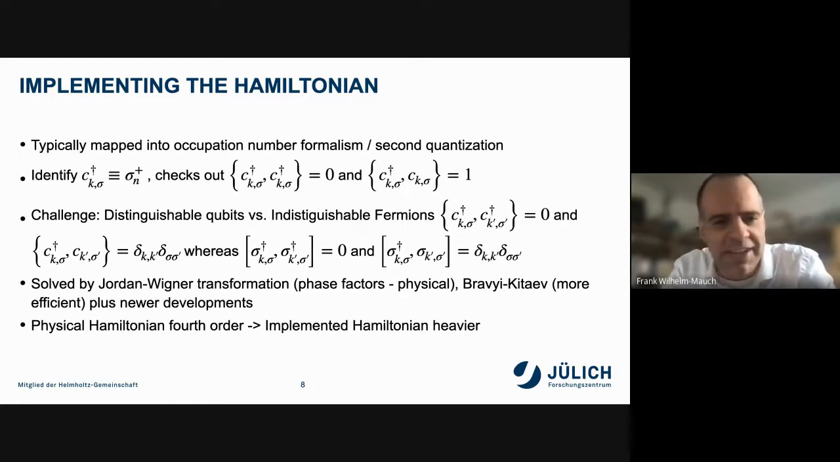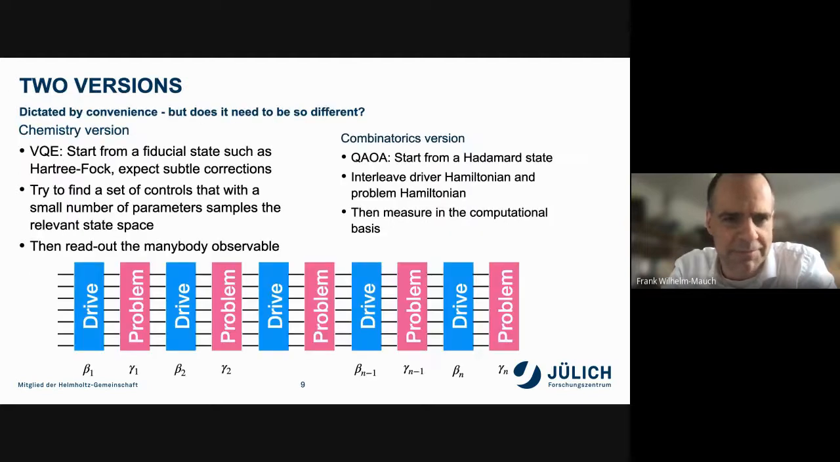This can be accommodated either by the Jordan-Wigner transformation, which gives you phase factors and which is quite a physical transformation, by the Bravyi-Kitaev transformation, which is much more efficient. And there's a couple of newer and more efficient developments, which I'm sure will be discussed later in the workshop. Now, what that means is that even though your physical Hamiltonian is always fourth order, so the Coulomb interaction has at most 4 operators in it, the actually implemented Hamiltonian can be a lot heavier because of this encoding. This is, I think, a well-studied problem, but we'll probably see progress throughout the meeting.